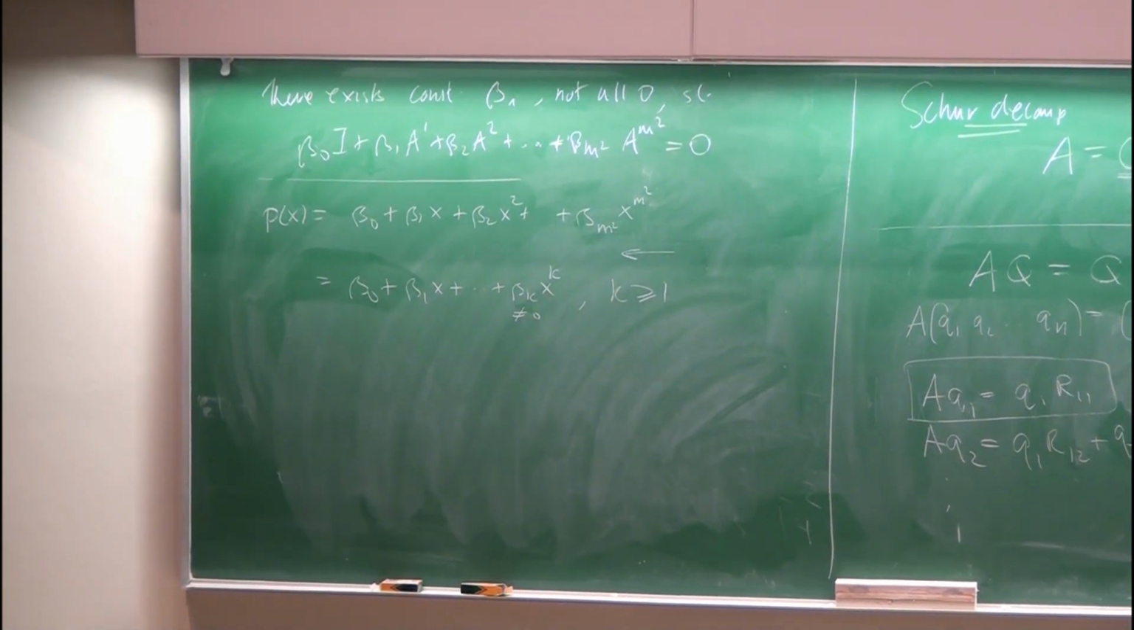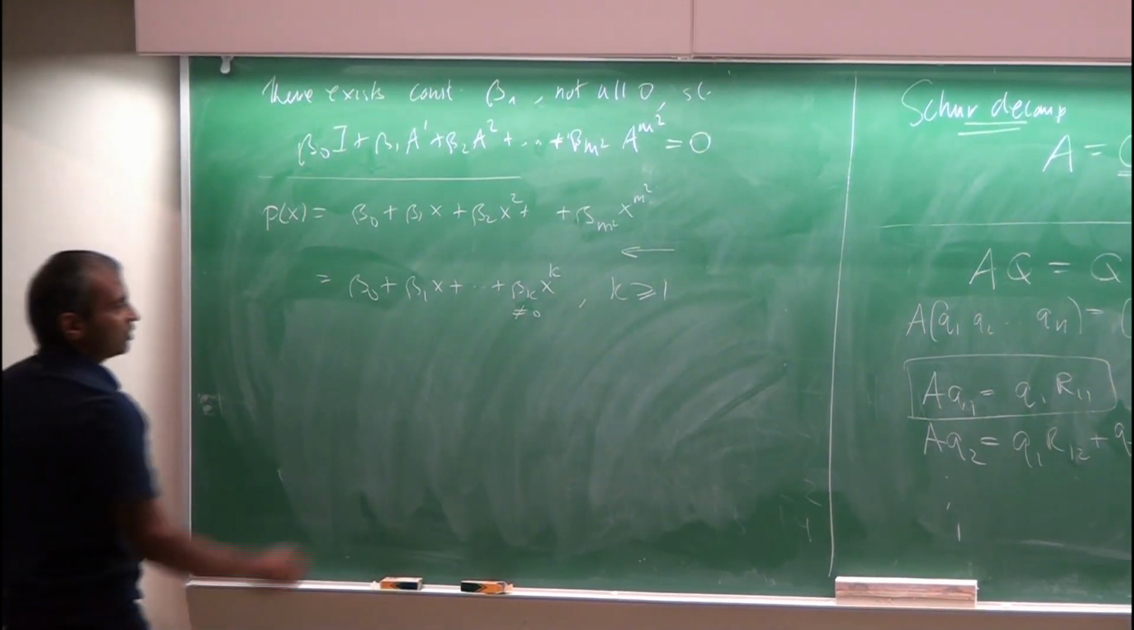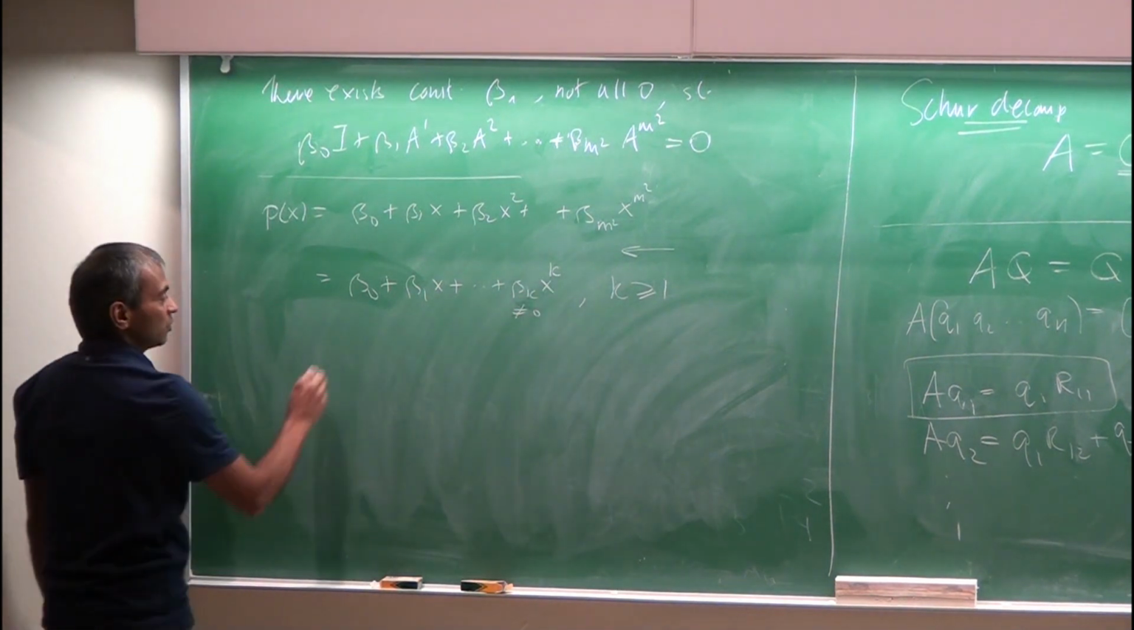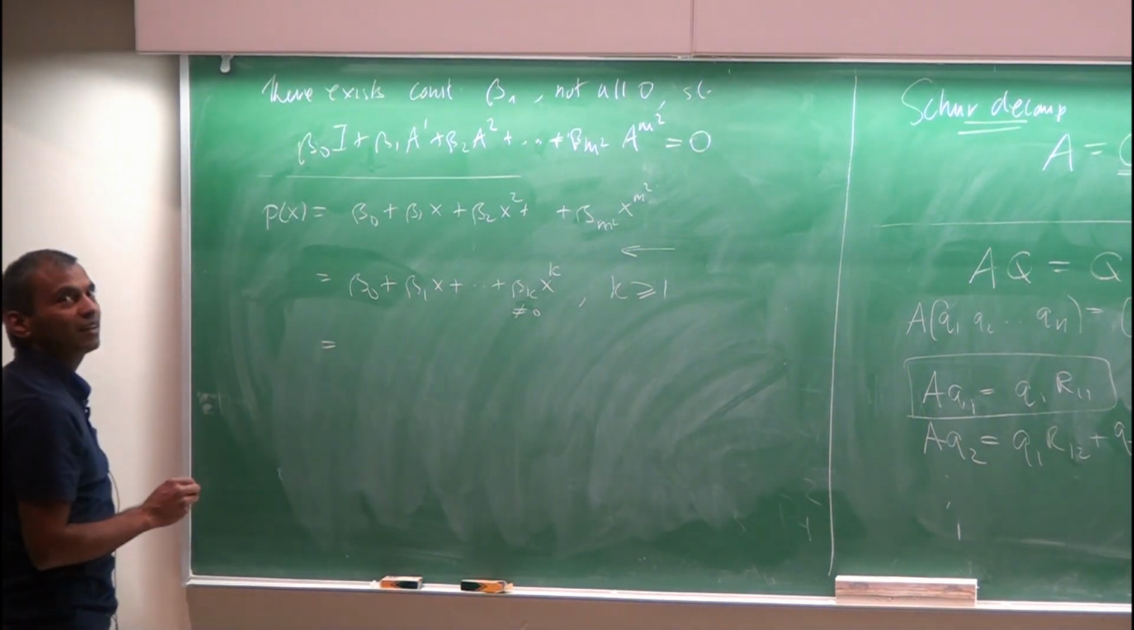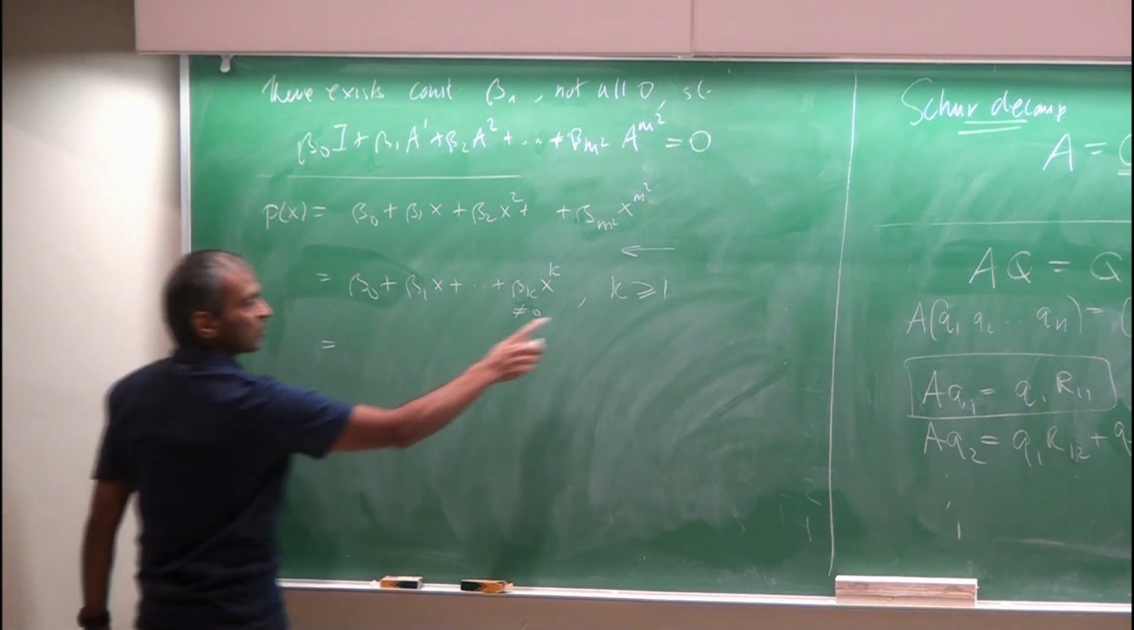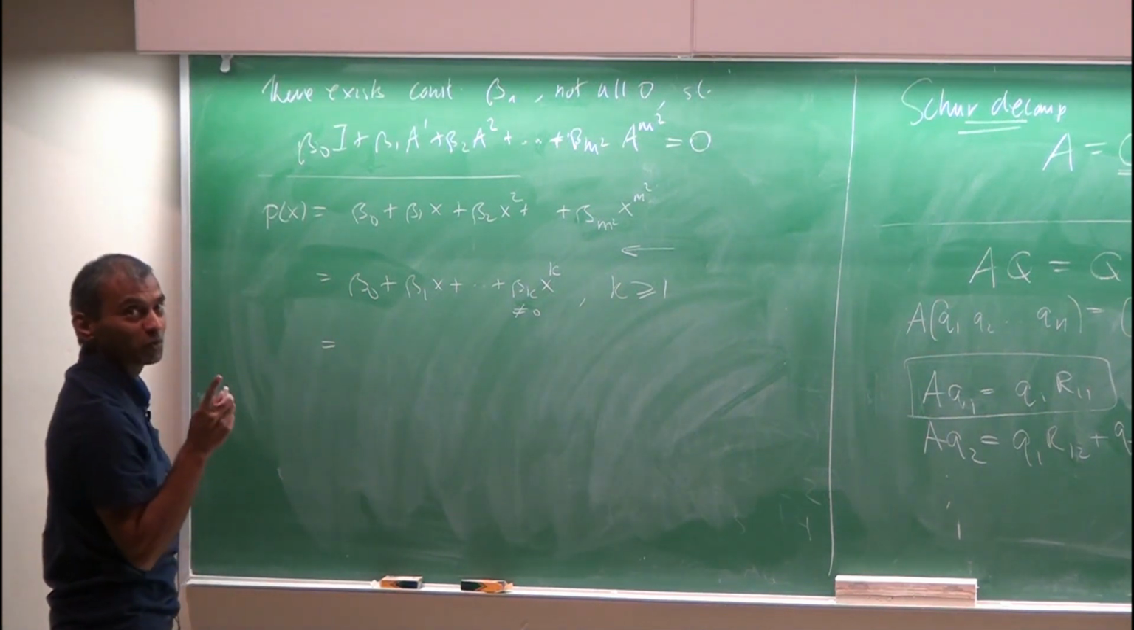Right, that's clearly true. So then this is a polynomial of degree k. We know that polynomials of degree k have exactly k zeros. Well, remember k is at least 1. Okay, if k was 0, we'd be in trouble.